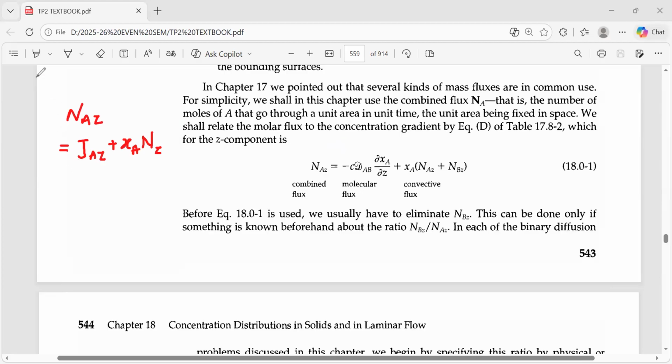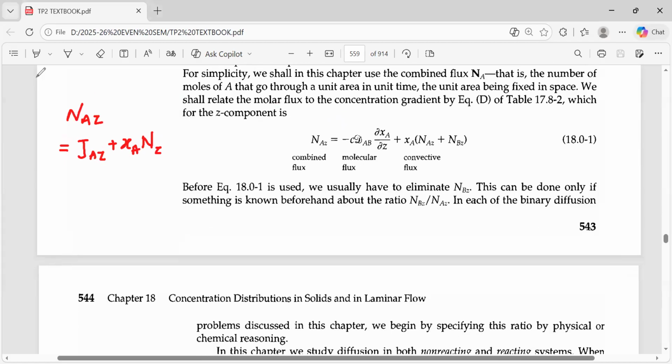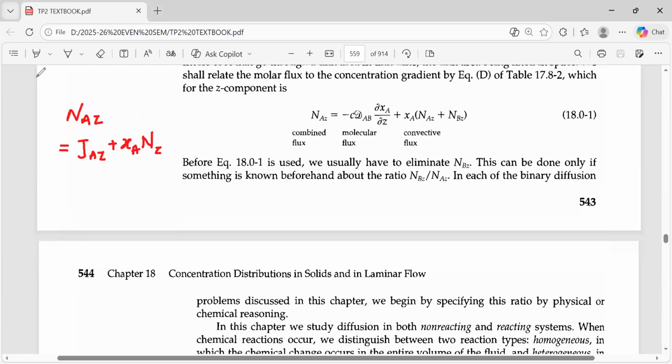So this equation is a very important equation in developing the equations for the concentration profile. Now, what is the requirement for us? What do we need when we want to do such derivations? We need a relation between NAZ and NBZ. If this relation is understood, then the other things will be easy for us.